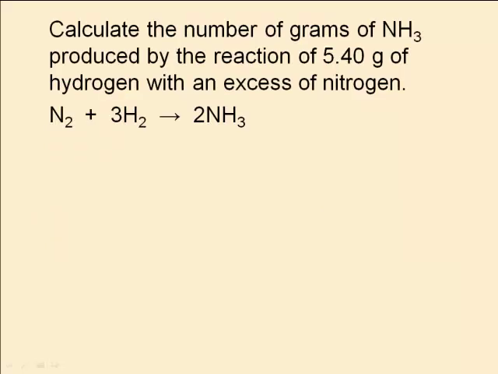Here's our first example. It asks us to calculate the number of grams of NH3 produced by the reaction of 5.40 grams of hydrogen with an excess of nitrogen. And then it gives us our balanced chemical equation. The first thing you should always do in a stoichiometry problem is check the equation to see that it's balanced. If it's not balanced, you must do that first because you'll need those coefficients as you perform the calculation.